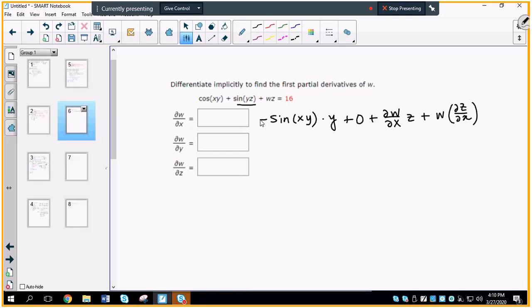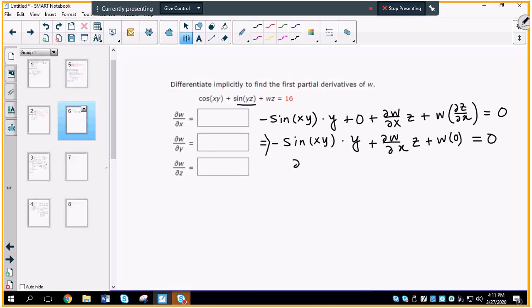So I get to say that this is equal to minus sine of xy times y, plus del w del x times z plus w times 0. Now remember, this is just the left hand side. If you think of the right hand side, that was 16, a constant, so the derivative will be 0. Now this is an expression in terms of x, y, and del w del x, and I'm going to solve it for del w del x.